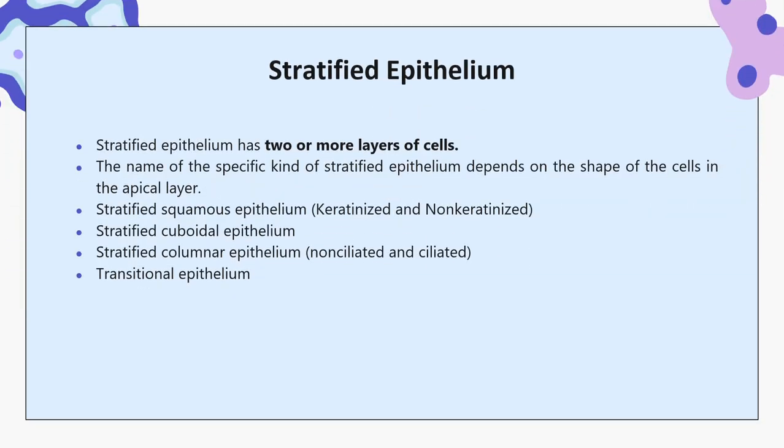Next type of epithelial tissue is stratified epithelial tissue. Stratified epithelial tissue contains two or more layers of cells on the basement membrane, and its classification is based on the shape of the cells. So stratified epithelial tissue is classified as stratified squamous epithelium, stratified cuboidal epithelium, stratified columnar, and transitional epithelial tissue. We will see these one by one.